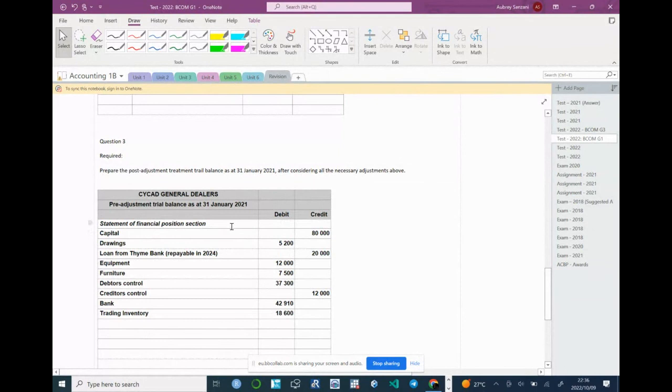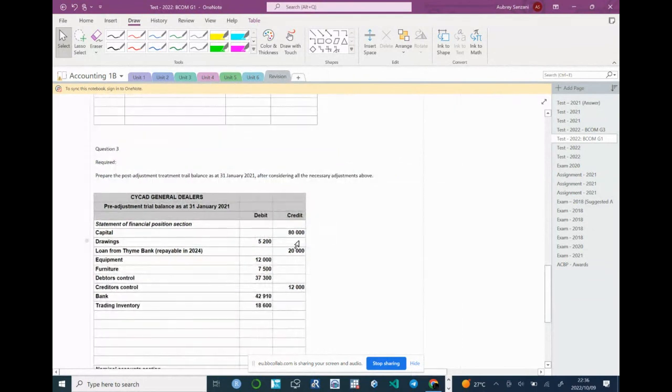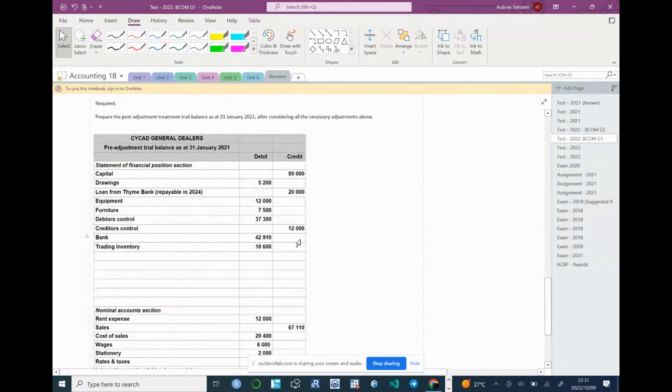Then question number 3. Remember I told you guys, they can ask you anything when it comes to these financials. They can ask you to do it in the general journal, in the general ledger, or in the financial statements. Here they were kind. They said just do a post-closing trial balance.